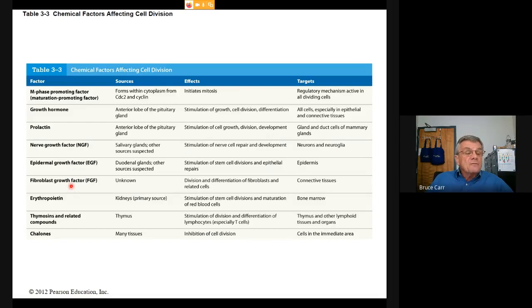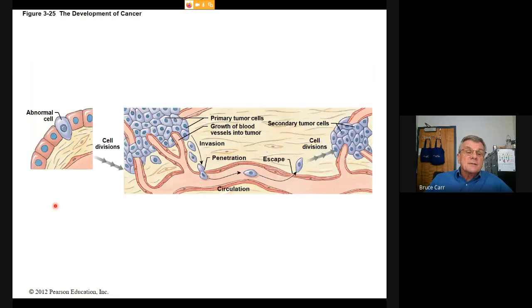Fibroblast growth factor produces connective tissues. Erythropoietin is a factor that stimulates and increases the production of red blood cells in the bone marrow. We are turning over red blood cells all the time. In fact, millions are turned over every day. So there's always some, but if we move to Colorado Springs, or if we begin to exercise heavily, erythropoietin goes up. So we always have to remember there are chemical factors regulating these cell processes.